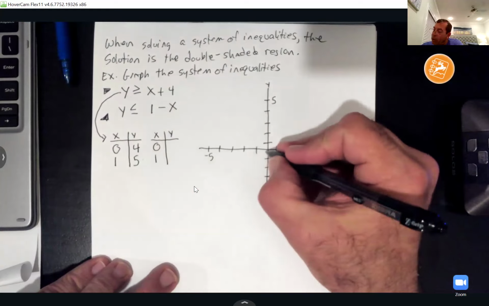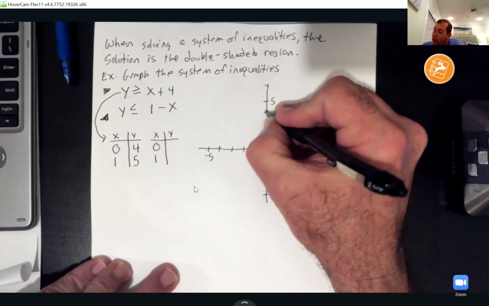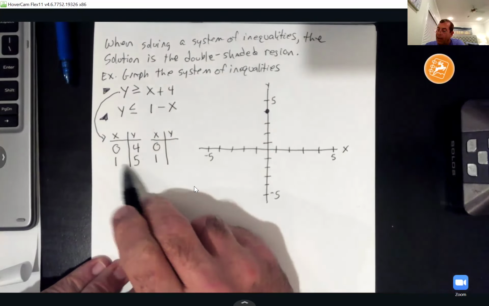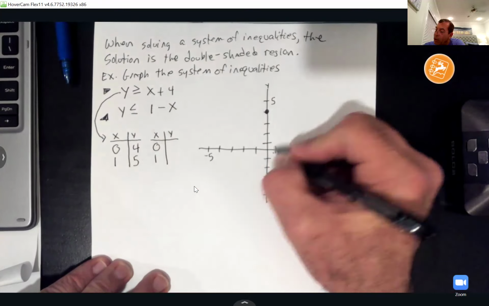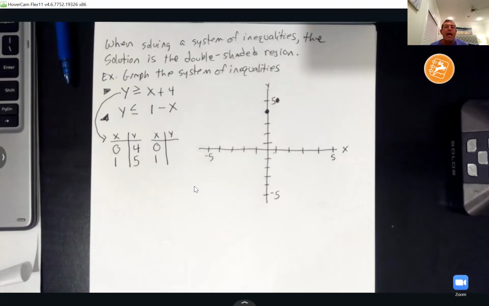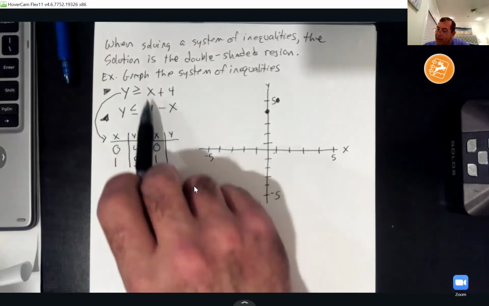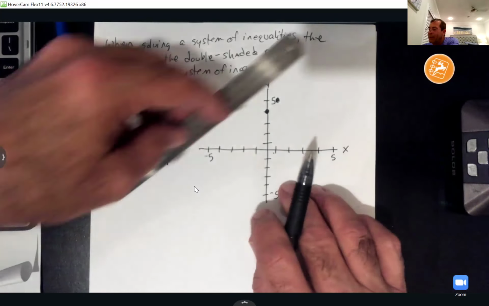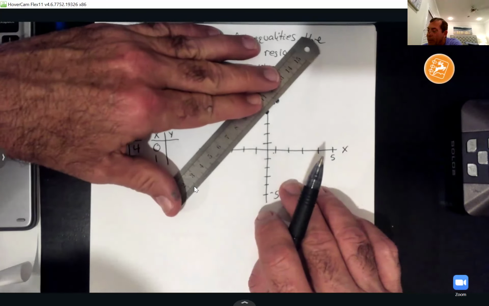So 0, 4, start at 0 and go up 4. And then I had 1, 5. So right 1, up 5. So the first line, solid or dashed? So let's see. Oh, we got equals. So these will be solid.